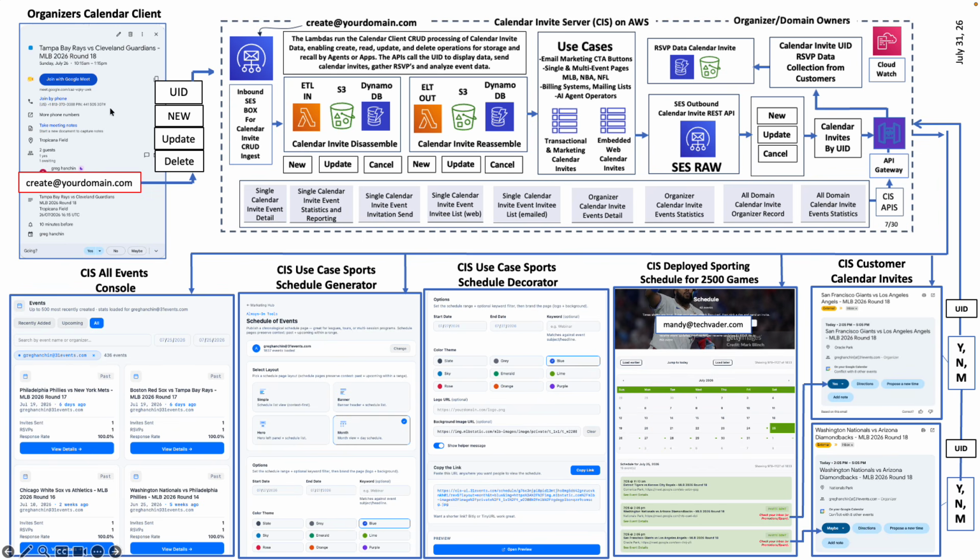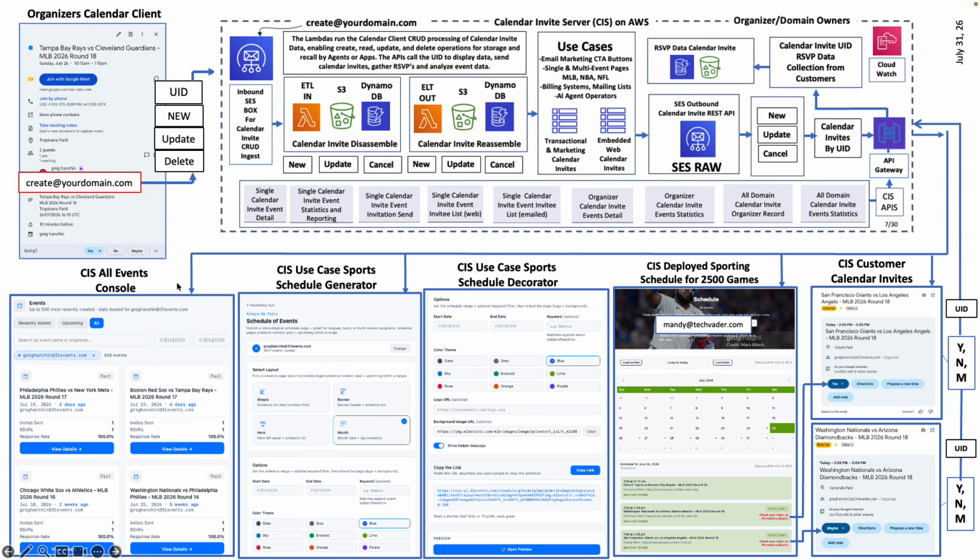So this materialization here, left to right, is ingest, and then out is visualization here in the console. And then the console, we have a generator. We can generate email template buttons. We can generate schedules like this one here, and then we can generate APIs to be embedded into applications for bulk sending of calendar invites to, say, billing systems.